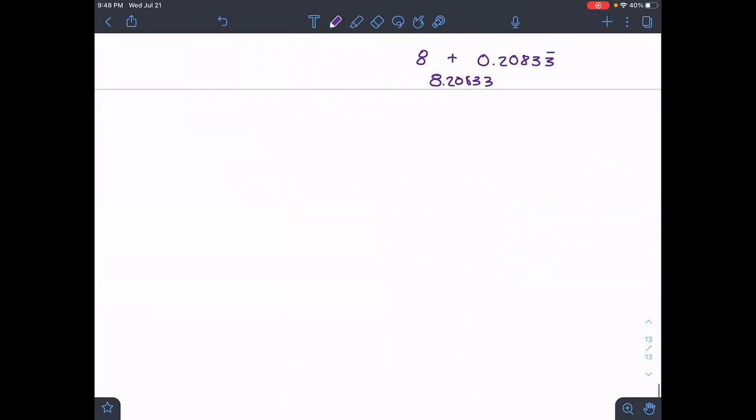Okay, so let's try another one. Let's say that you have 5 and 1/3 minus, I don't know, 2 and a 9th. Again, common denominator here. I could multiply both of these two numbers and work with 27. That's totally an option.